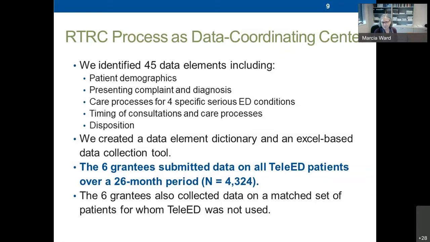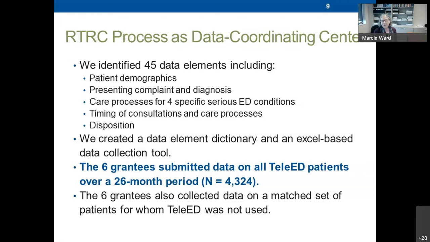So we settled on 45 of them. We particularly focused on 4 specific conditions: chest pain, stroke, AMI, and sepsis, because CMS had core process and outcome measures related to these. The hospitals were already collecting data. Obviously, these are important conditions in an emergency department. And so we focused in particular on those and then collected other sorts of information. We asked the grantees to submit data over a 26-month period on every tele-ED patient that they saw, and it turned out to be a sample of over 4,000.